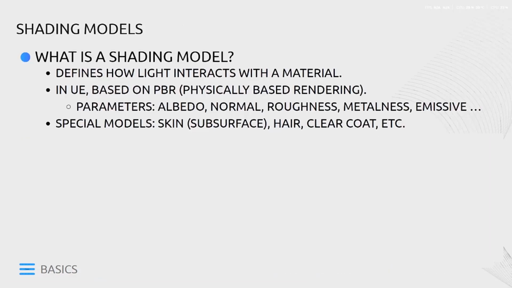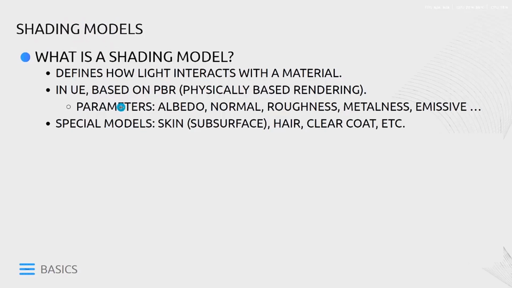Now, let's talk about shading models. So, what are shading models? They are the rules or methods that decide how lighting interacts with a material. Most of the time we use PBR, physically based rendering. This means we have the standard material values, normal, base color, roughness, metalness, etc. These are the basic values almost everyone uses for materials. This is what we call PBR.